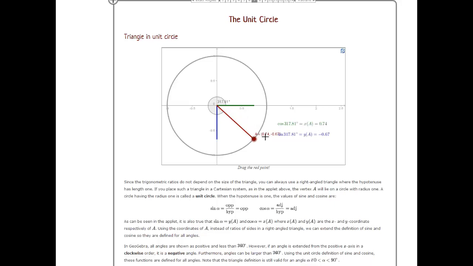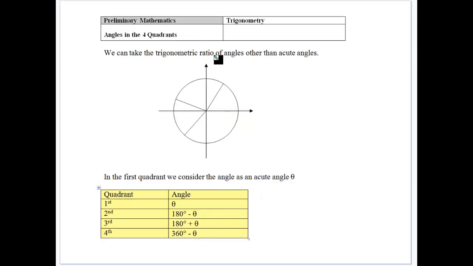So that's what we're looking at when we start to talk about angles in the four quadrants, because what we want to do is be able to look at angles going anywhere between 0 and 360 degrees. So what we need to consider, in the first quadrant we have an angle. We're going to get an angle there, and we label that theta.